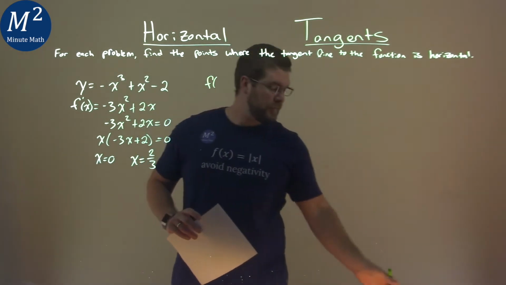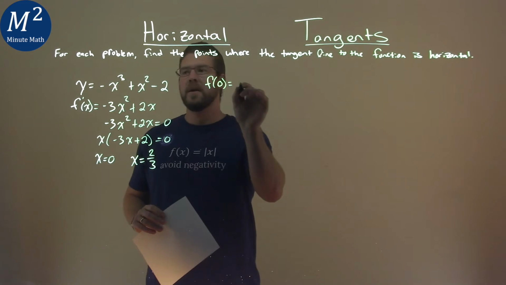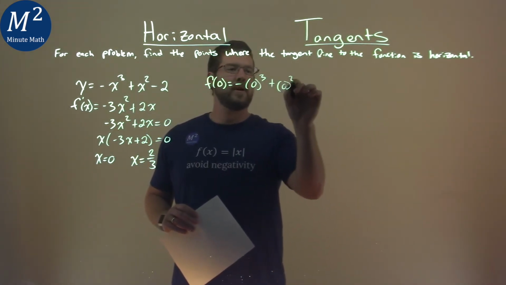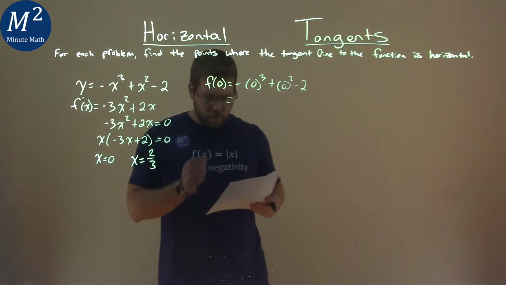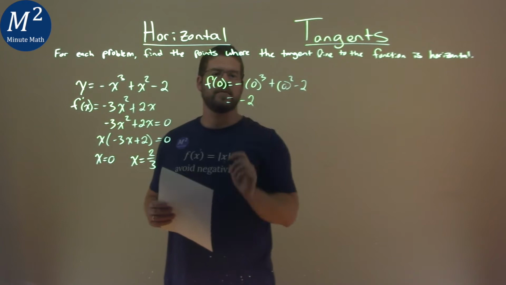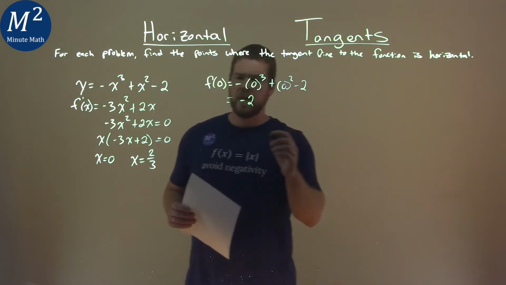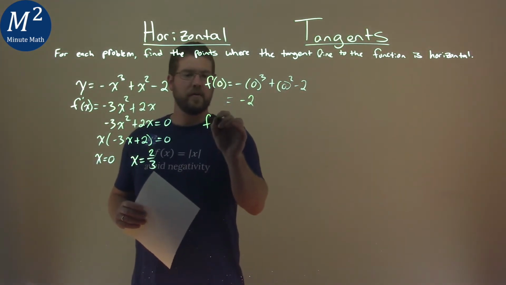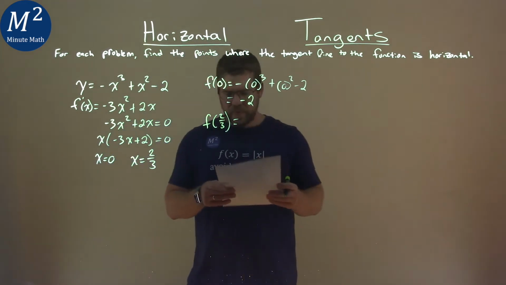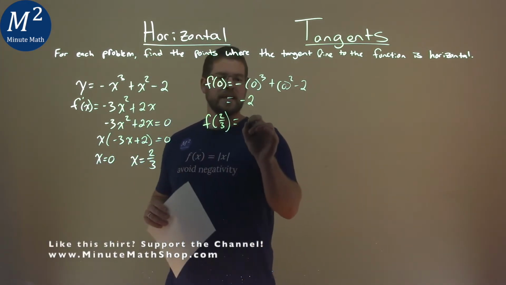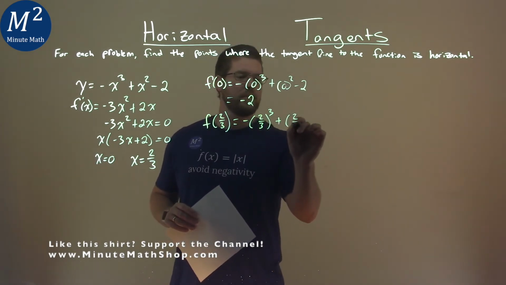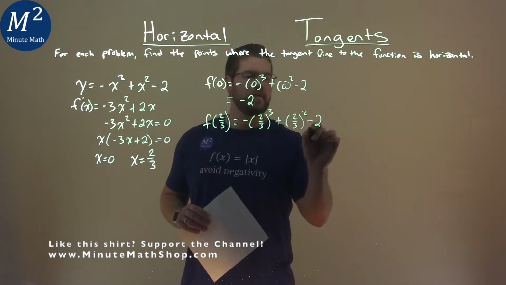I always do that. f of 0 is equal to negative 0 to the third power plus 0 squared minus 2. Well, this is pretty easy. Zeros and zeros just kind of cancel out, and we have a negative 2 left over. Pretty easy. Do the same thing with f of 2/3. Plug 2/3 in for x. Negative 2/3 to the third power plus 2/3 squared minus 2.